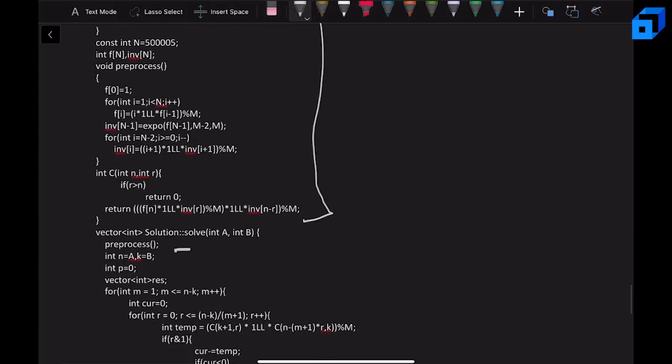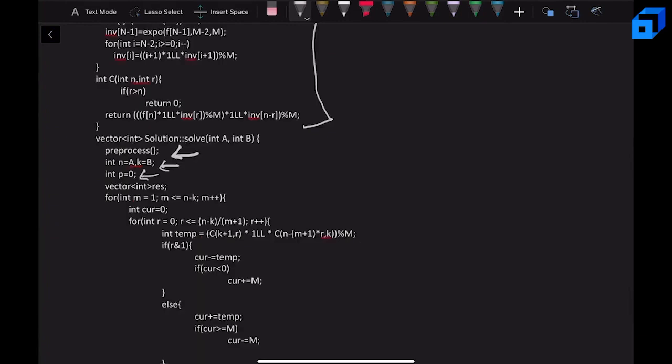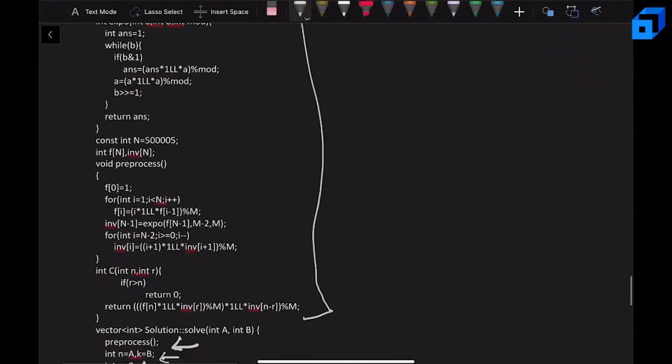So we'll use preprocess, and preprocess was already described previously. So let's say I have assigned N as A and K as B, and previous actually stores the value of answer of K minus 1, that is M minus 1 here. So instead of K, I'm using M in the code now.